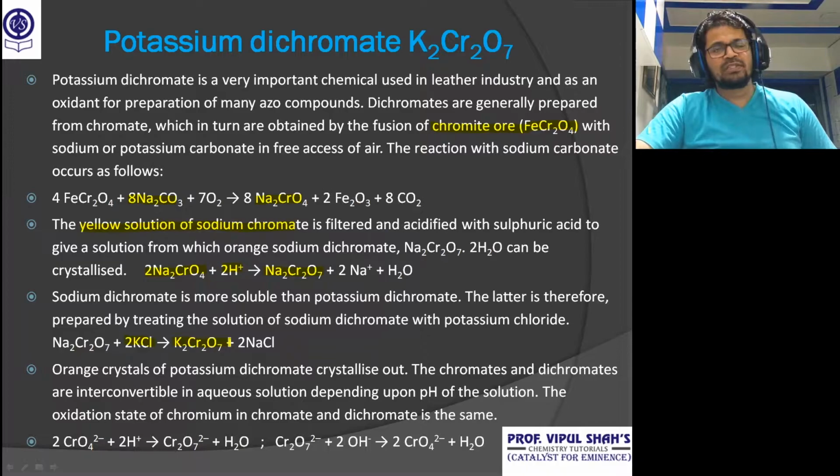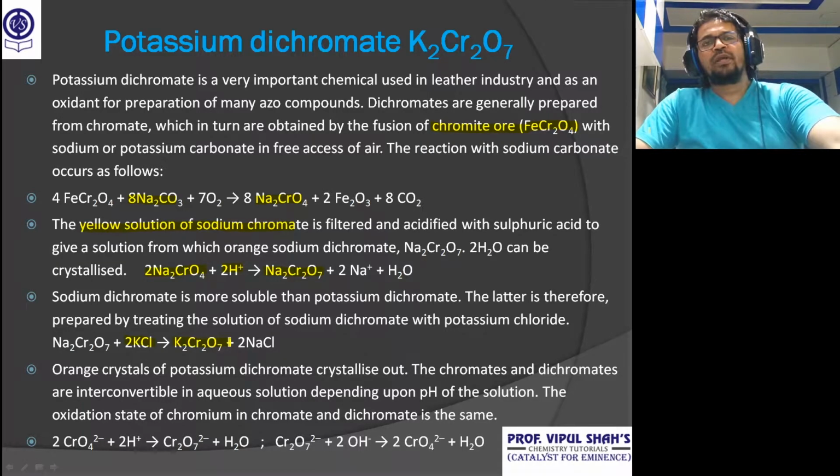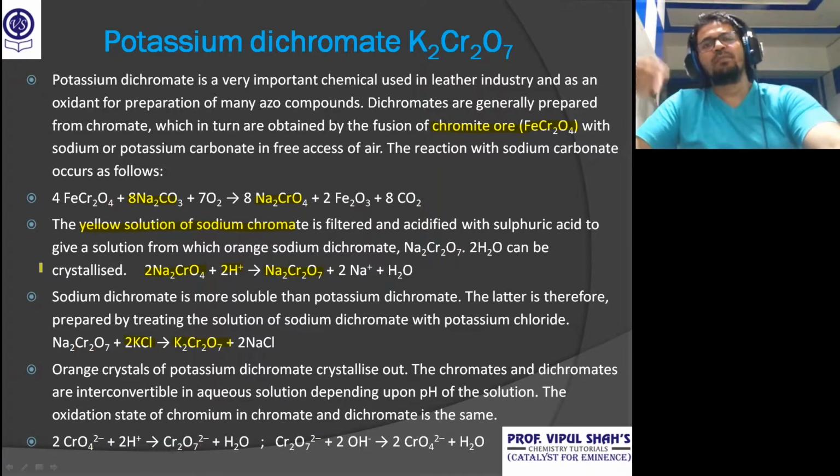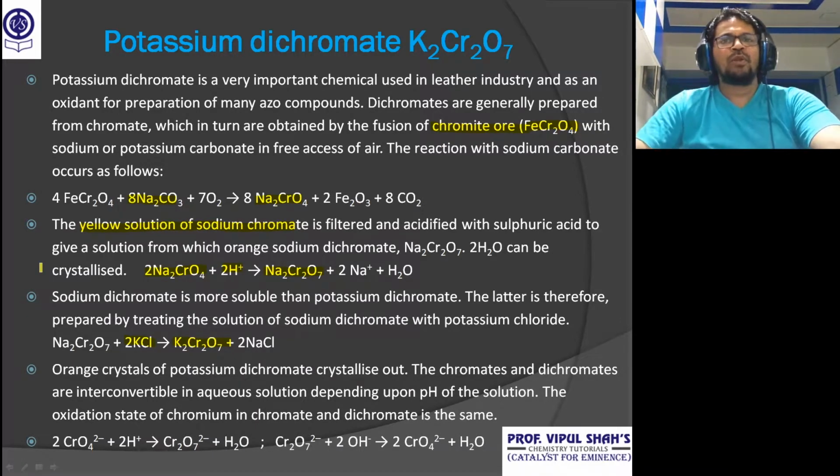I repeat the steps once again, listen carefully. Potassium dichromate is prepared from the chromite ore, that's an ore of iron, FeCr2O4, first reacted with Na2CO3 and converted into a yellow colored solution of sodium chromate. Sodium chromate then reacts in an acidic medium and gets converted to sodium dichromate. And the sodium dichromate, on reacting with KCl, gets converted to potassium dichromate. That's one part. And then we have orange crystals: potassium dichromate forms orange crystals. There's an important question to discuss as we go ahead; I'll discuss it when we come to KMnO4.